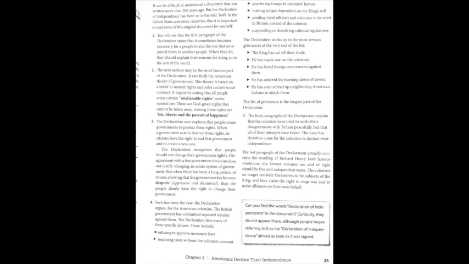The final paragraphs of the Declaration explain that the colonists have tried to settle their disagreements with Great Britain peacefully, but all their attempts have failed. The time therefore has come for the colonists to declare their independence. The last paragraph of the Declaration actually contains the wording of Richard Henry Lee's famous resolution. The former colonies are and of right should be free and independent states. The colonists no longer consider themselves to be subjects of the king, and they claim the right to wage war and to make alliances on their own behalf.